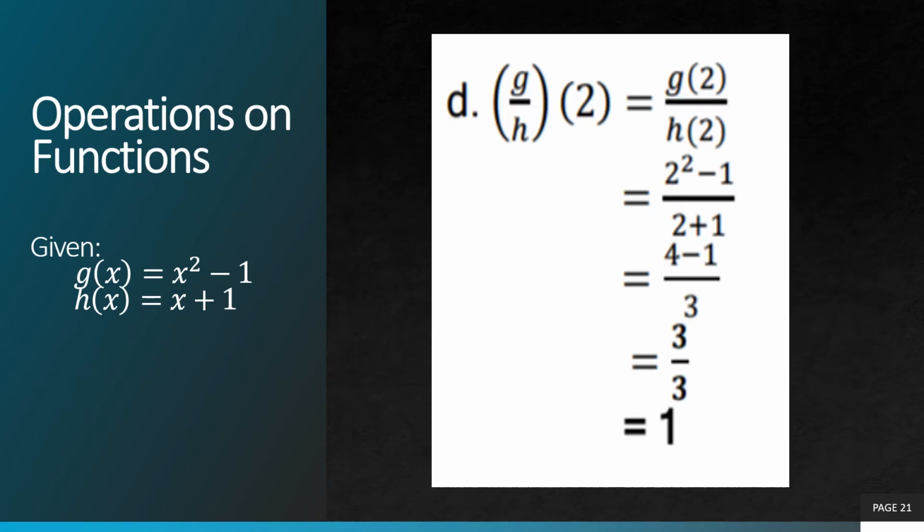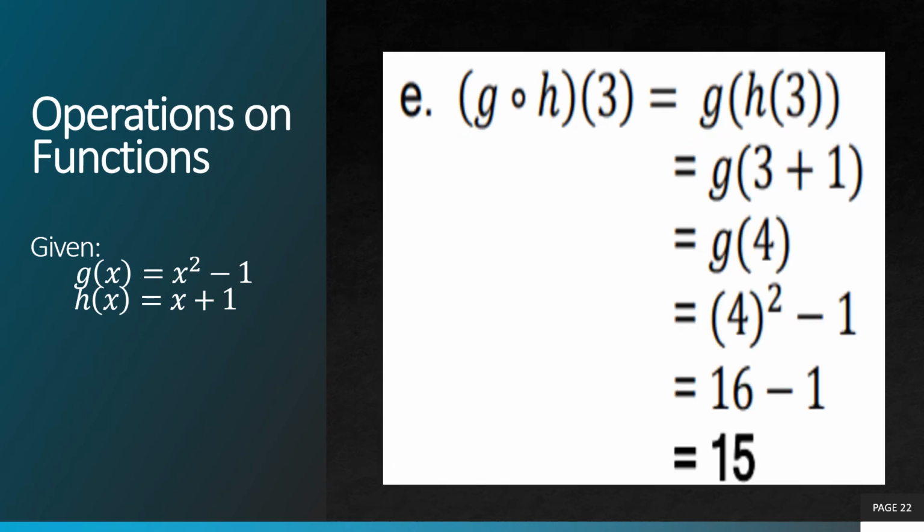For the fourth example, we have g divided by h of 2. We have here g of 2 over h of 2. And g of 2 is 2 squared minus 1, and 2 squared is 4 minus 1. That will give us 3. For the denominator, we have h of 2, which is 2 plus 1, and 2 plus 1 is 3. So we have here 3 over 3, or that is equal to 1.